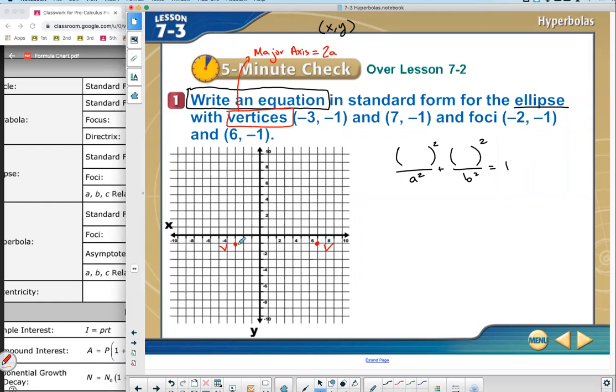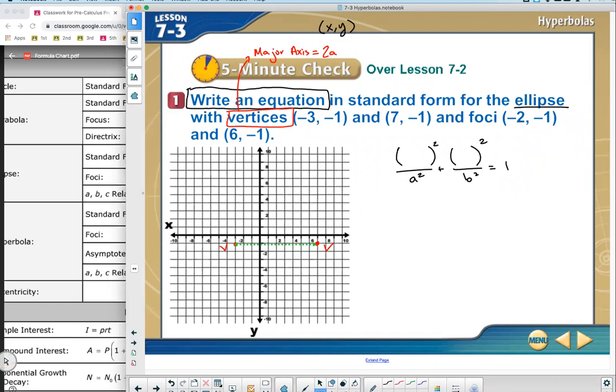So like I said, I want you to associate with major axis, because major axis, what that means, it's a line that connects vertex to vertex. So that's your major axis. And I want you to think of the formula 2a, because from the center, it's a units left and a units right. So here's what I'm going to do.